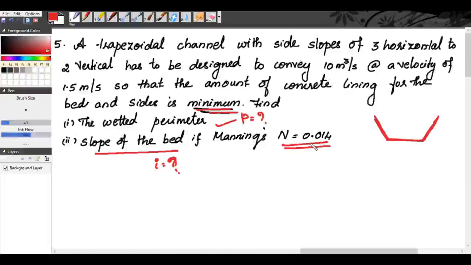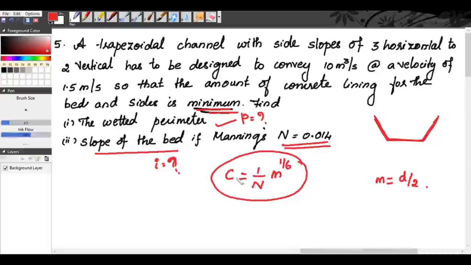We know Manning's formula is an empirical formula used to find the Chezy's constant, right? So the formula is C is equal to 1 by N into M raised to 1 by 6. M is the hydraulic mean depth. We know for the most economical trapezoidal section, hydraulic mean depth is equal to D by 2. So use this formula, find what is C, then substitute.